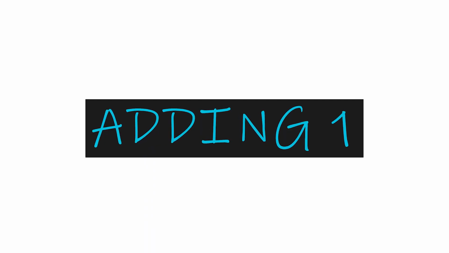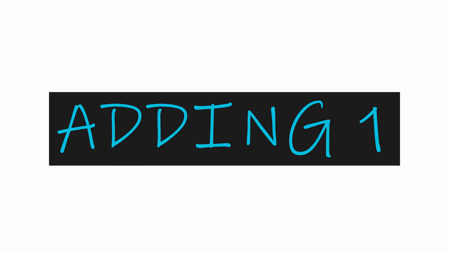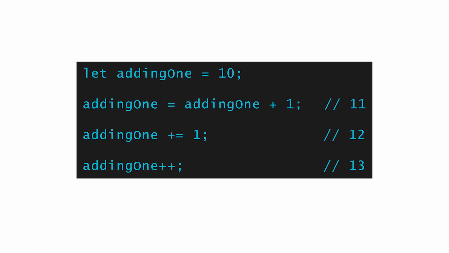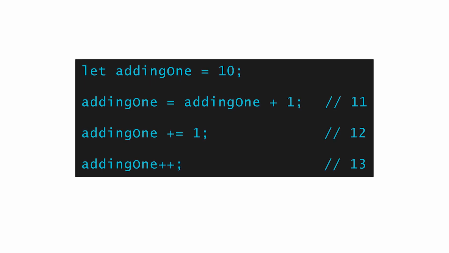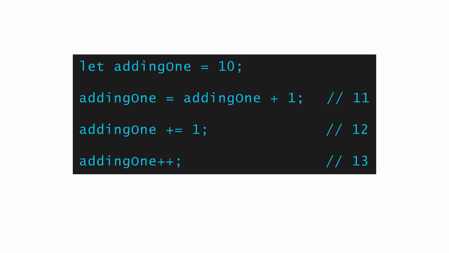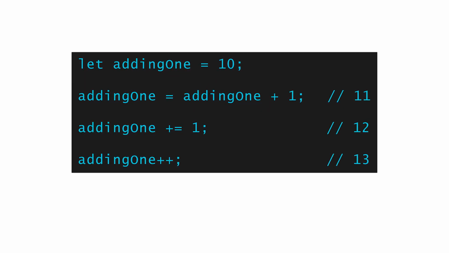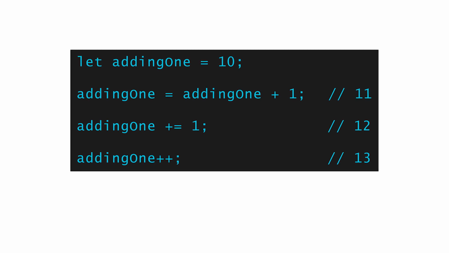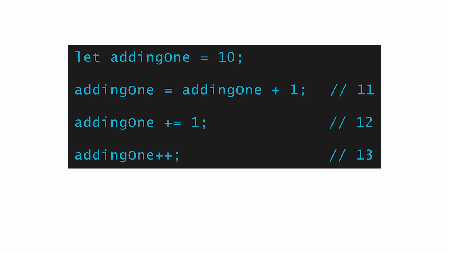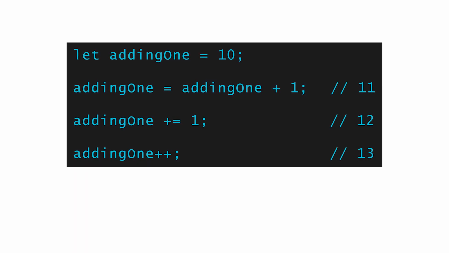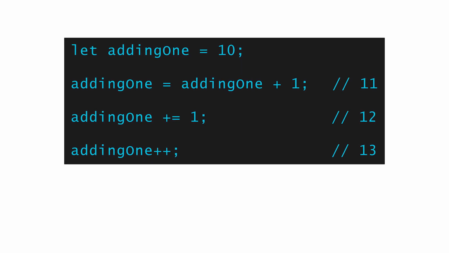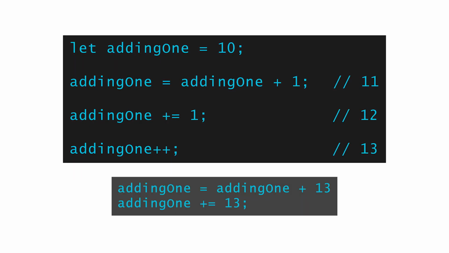With that out of the way, I wanted to focus on adding 1, or numbers, to a value. So let's create a variable, addingOne, and make it equal to 10. We can add 1 to this variable by typing out addingOne equals addingOne plus 1. This gives us the result of 11. We can make this a little shorter by typing out addingOne plus equals 1. And this makes our variable equal to 12. We can shorten this even more by just typing out addingOne plus plus. Even though that's the shortest way of doing things, there's still a purpose to the first 2 methods. One of those reasons is being able to add more than just 1.